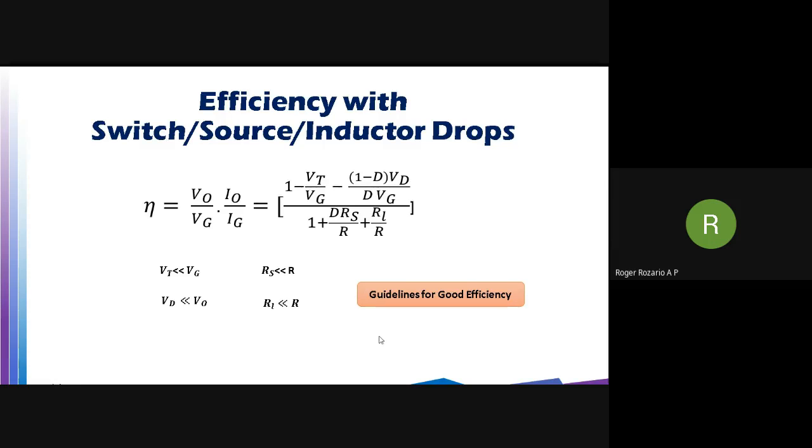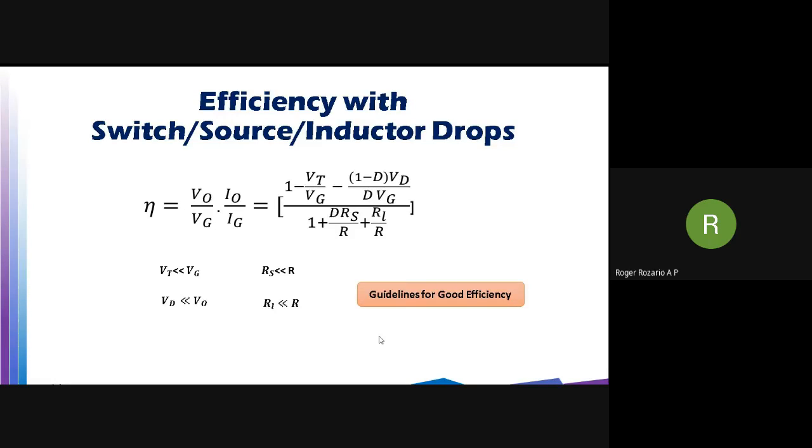So coming to the last non-ideality, it is a non-ideality in the output voltage. What was the first non-ideality? Non-ideality in the output current. There was some ripple in the output current. The output current was not continuous constant as we assume for an ideal converter. That was the first non-ideality.